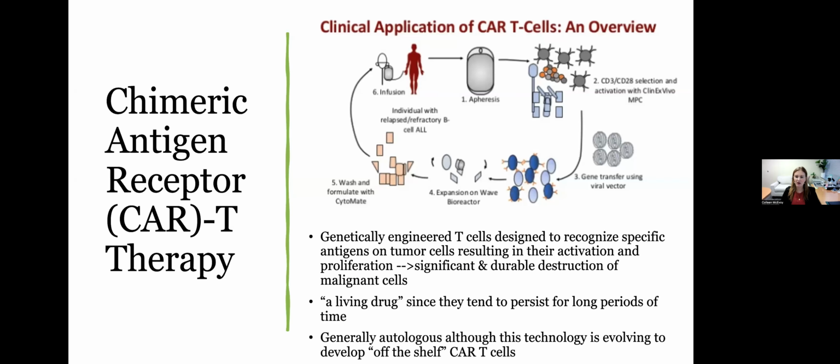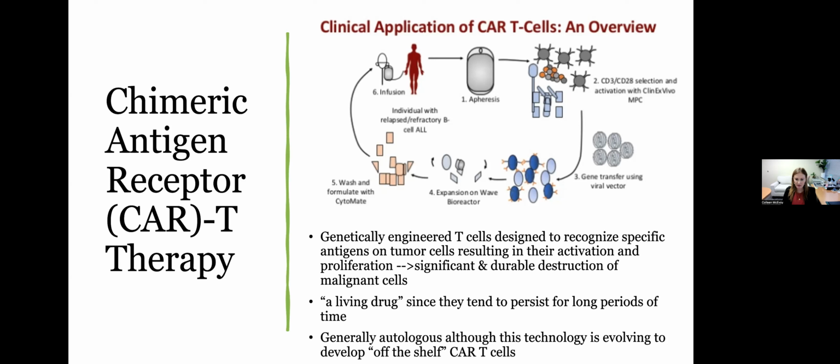So what happens with the CAR T cells? Initially, they apheresis from the patient. Most are autologous, but there are some like off the shelf allogeneic. But for the most part, we have autologous CAR Ts that then have some selection and activation through expansion. And then they use a gene transfer with a viral vector, and again expand, and then they wash and then reinfuse back into the patient.